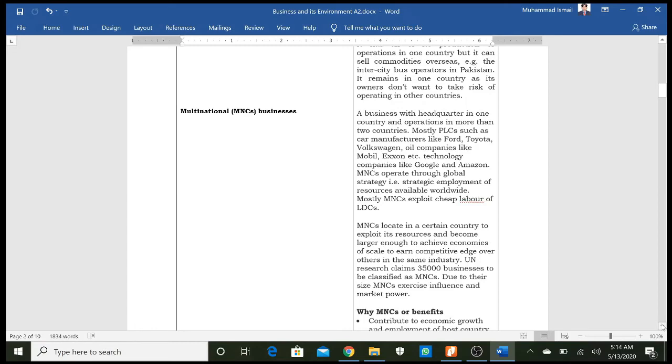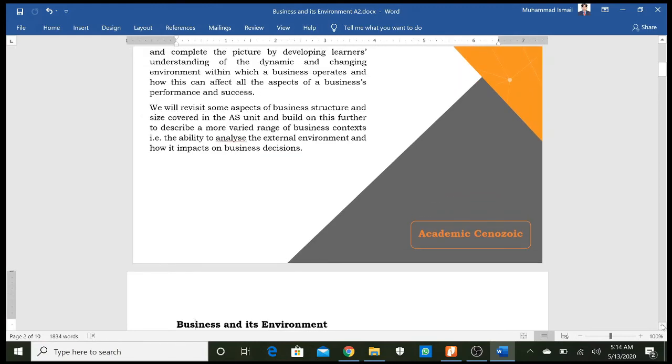Multinational companies operate through a global strategy, that is, strategic employment of resources available worldwide. It means they try to make use of available resources across the world to minimize their costs and maximize their value addition, ultimately profits. Most MNCs exploit cheap labor of less developed countries, meaning the cheap labor of the host countries.